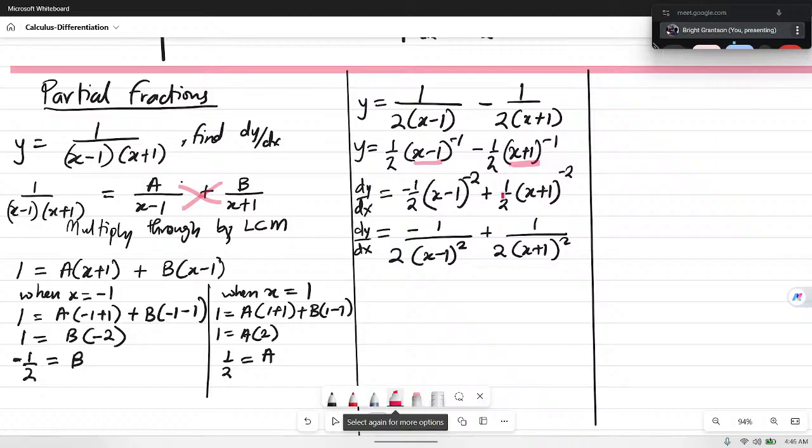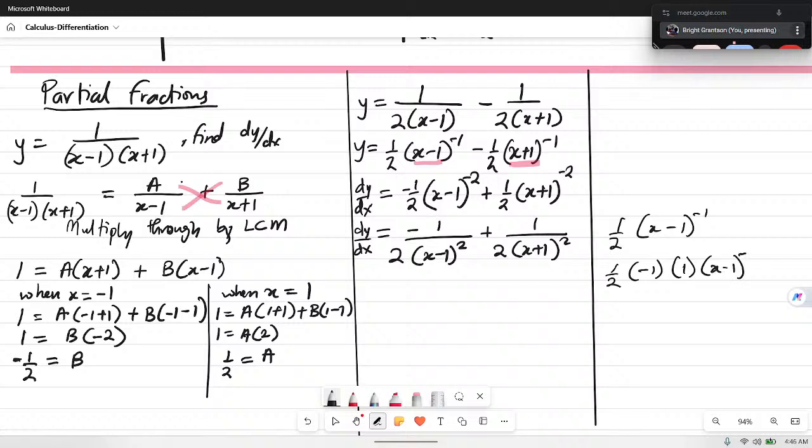Okay. Or let's see. So I have half, right? (x minus 1) to the power negative 1. A half comes, it multiplies this negative 1. I differentiate the inside, which is 1, and keep the outside, negative 2. This becomes half times (x minus 1) squared, 1 over 2. So I still don't see negative. I still don't see, unless maybe we are factorizing the halves out.